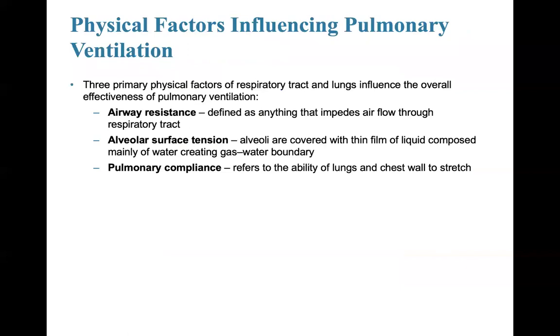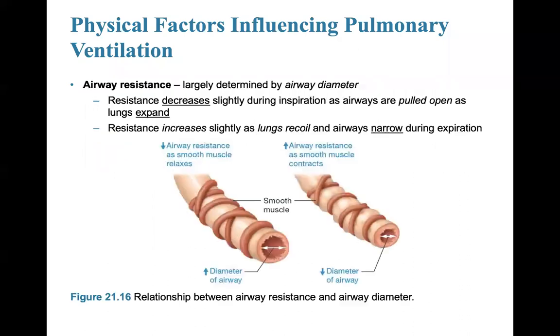There are 3 physical factors of the respiratory tract and lungs that can influence the overall effectiveness of pulmonary ventilation. The first is airway resistance. This is defined as anything that impedes the flow of air through the respiratory tract. The second is alveolar surface tension. The alveoli are covered with a thin film of liquid composed mainly of water, creating a gas-water boundary. And the third is pulmonary compliance, which refers to the ability of the lungs and the chest wall to stretch.